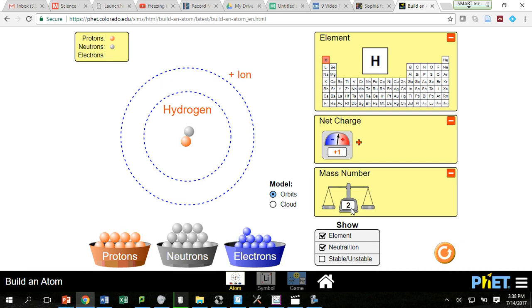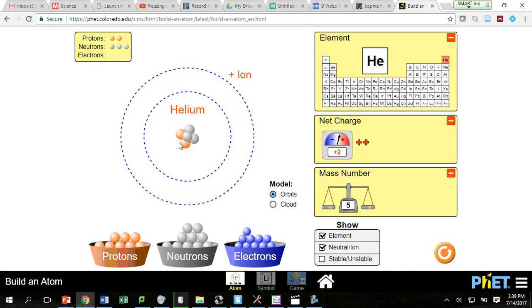Now let's see what happens when I add another proton. Well, now all of a sudden, this is no longer a hydrogen atom, it's a helium atom. So if I change the number of protons, I change the type of atom that it is, the element that it is. If I change the number of neutrons, I retain the same element identity.